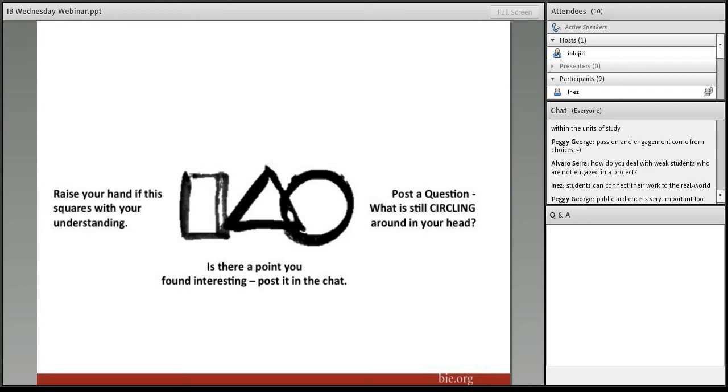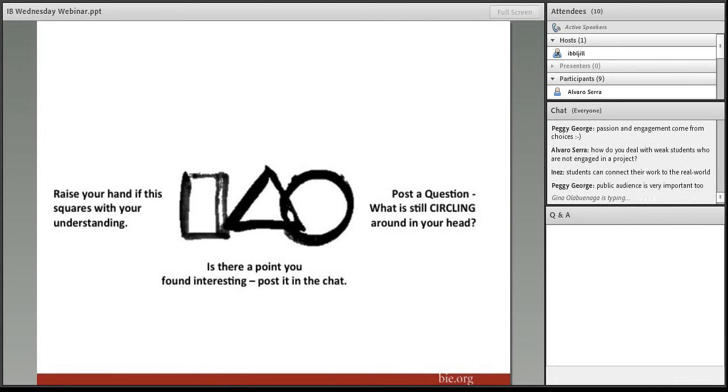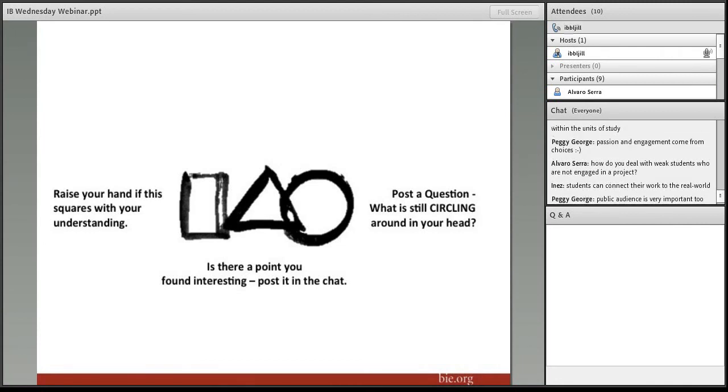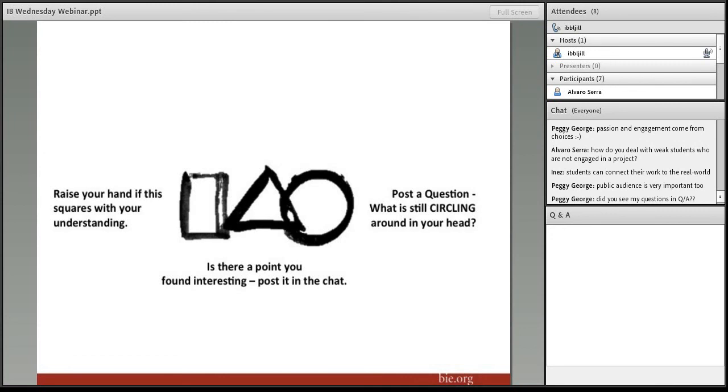All right, so as we wrap up our 45 minutes, raise your hand if this, again, squares with your understanding of PYP and MYP unit planning. But let's do an applause. You did a raise your hand last time. Good. Are there any interesting points that you want to post in the chat? Are there any questions circling around in your head? Let's take the next couple of minutes and talk about what things are still coming through as questions.